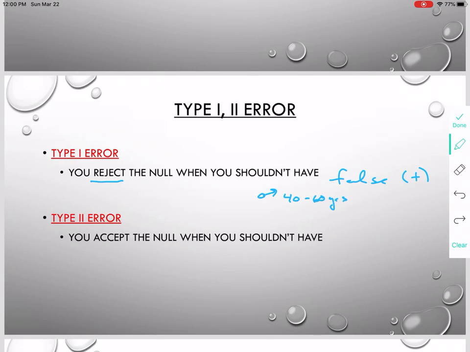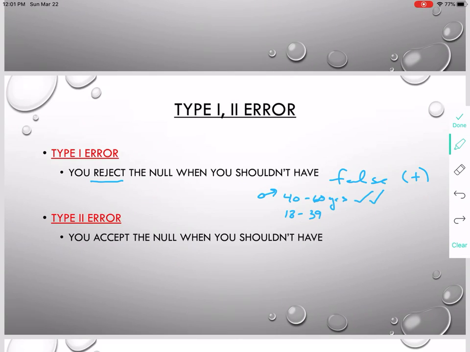Why? If I think about baseball fans, they're probably mostly males 40 to 60. What about everybody else? What about males and females 18 to 39? They probably don't watch baseball as much. So I found the difference only because I chose a poor sample. So that could be an example when I would make a type 1 error.